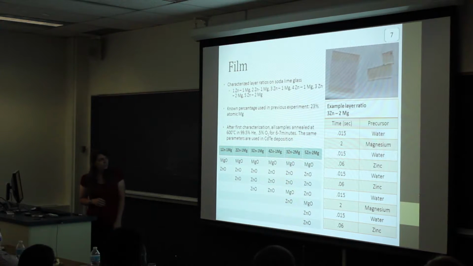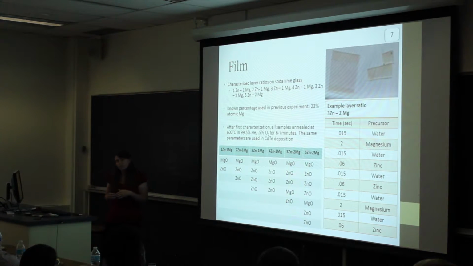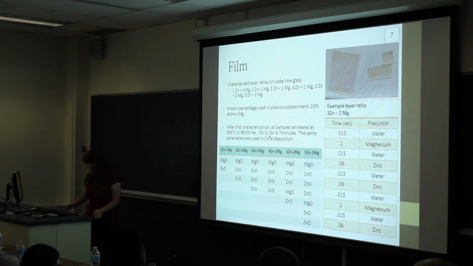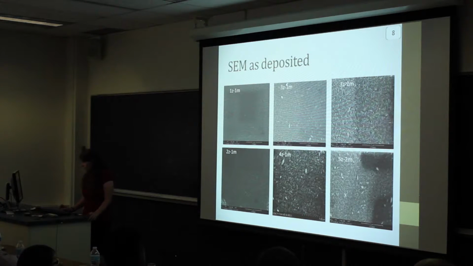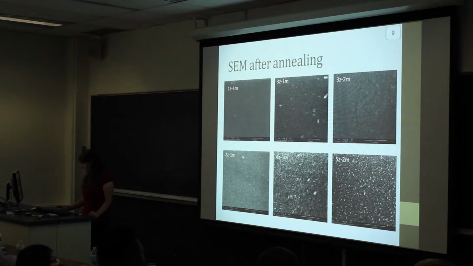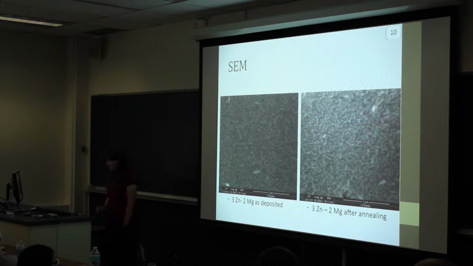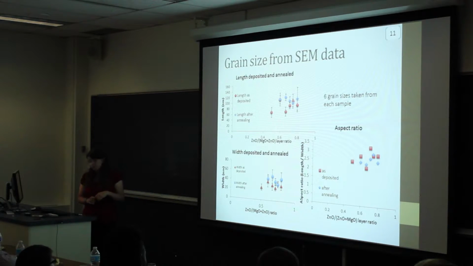What we did is, after we characterized each film, we annealed each film to the same parameters it would undergo in a closed space sublimation cadmium telluride deposition, to see the effects it would have on the film. We used a scanning electron microscope to look at it. These are as deposited and after annealing, in a side-by-side comparison. One thing to notice is that the grain sizes do vary quite a bit. Also, you can't really tell in this, but after annealing, the grain sizes do get larger, and that's where the error bars are from, because of the different grain sizes.